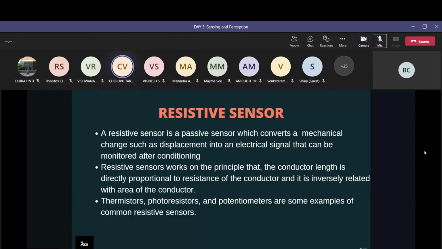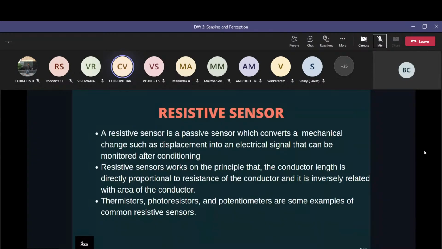Now, the resistive sensor. How many of you remember the basic formula? Resistance equals rho L by A, where L is the length and A is the area of the conductor, and R is the resistance. The second point states that resistive sensors work on the principle that the conductor length is directly proportional to the resistance of the conductor and inversely proportional to the area of the conductor.